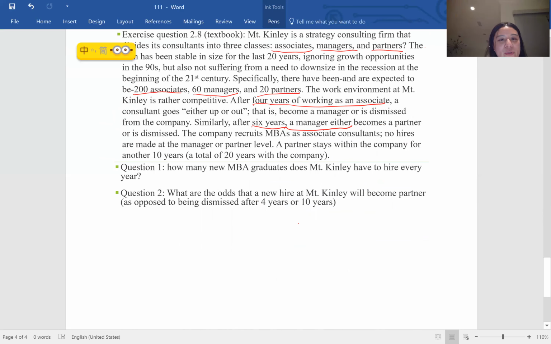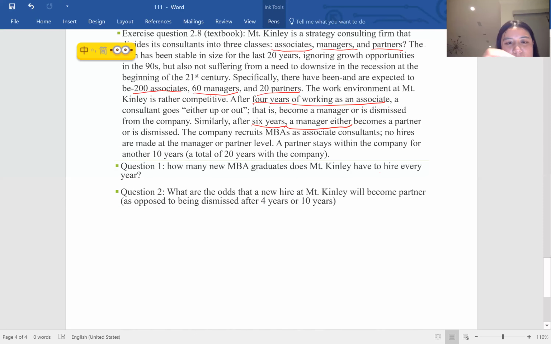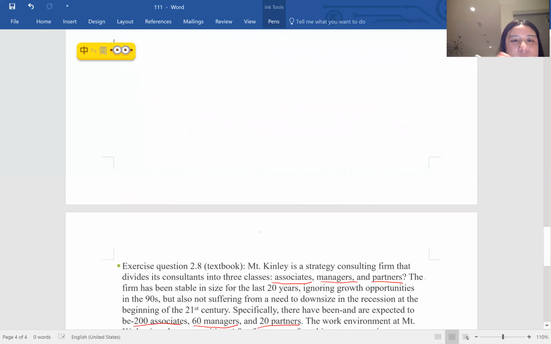So let's look at the first question. How many new MBA graduates does the company have to hire every year? For this problem, let's look at the whole problem. So let's look at how to analyze it.